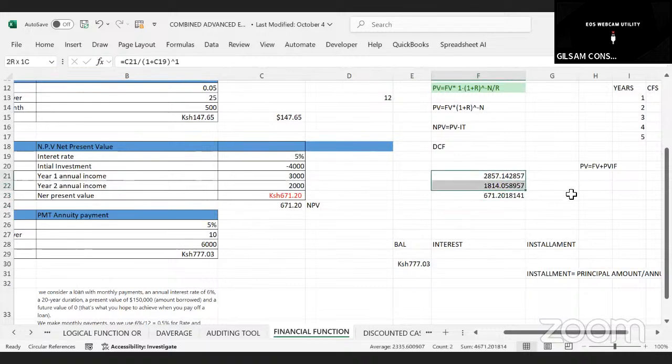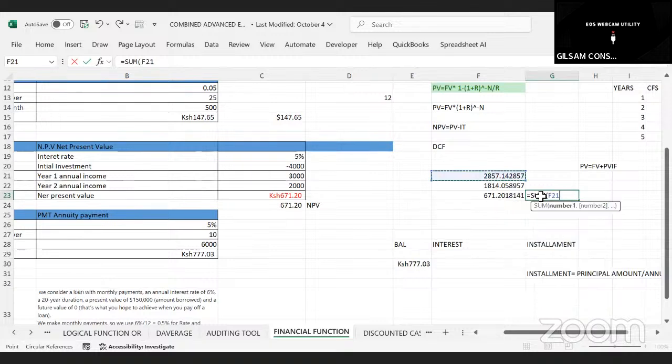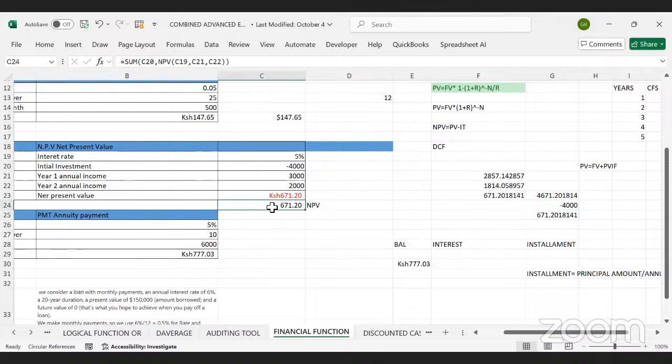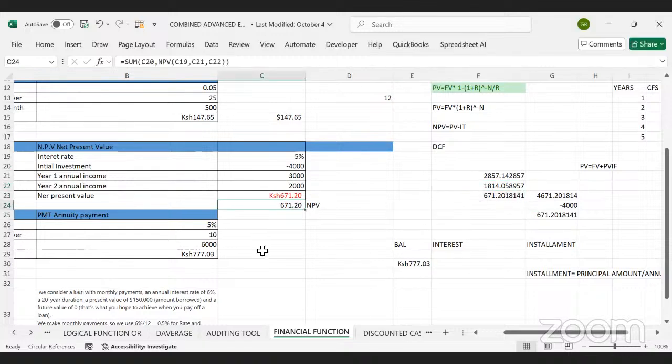So if you add the two, if you add this sum of this, it will give us 46.71. Then from there, subtract the initial outlay, which is this one. So if you subtract or you add the two, you get the same value, which is 671. So which one is easier? The long way or using the formula? The formula is very straightforward, especially since the long way involves dividing and multiplication, but for the formula, it's straightforward.